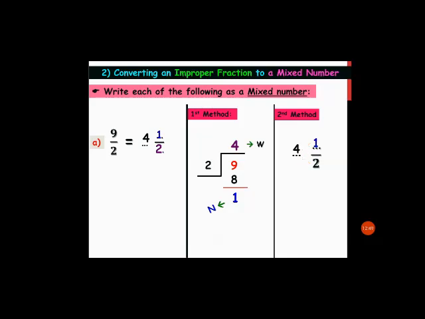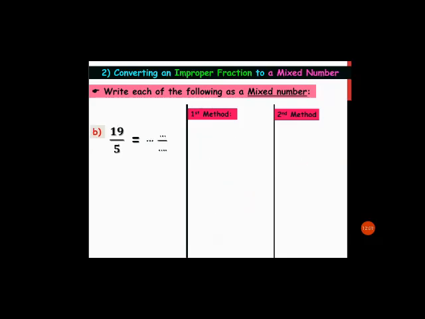Let's take another example. 19 over 5. First put the denominator as it is, 5. Then 19 divided by 5. 5 times what gives you a number near 19? 5 times 3 equals 15. 19 minus 15 equals 4. So the 3 is the whole number and the 4 is the numerator. I will put the 4 in the numerator and the 3 as the whole number.